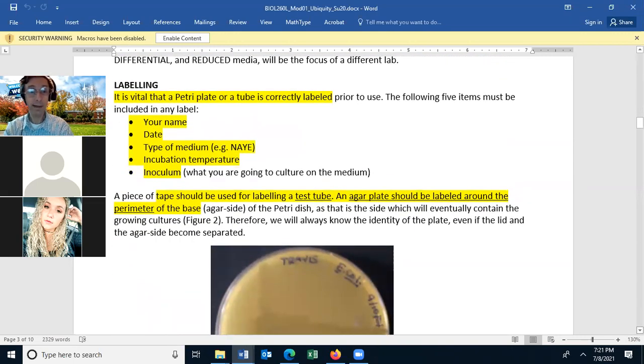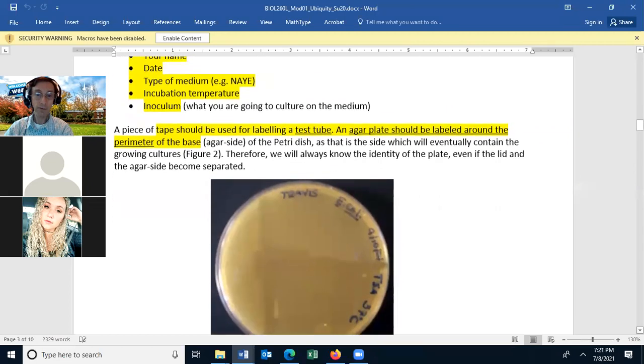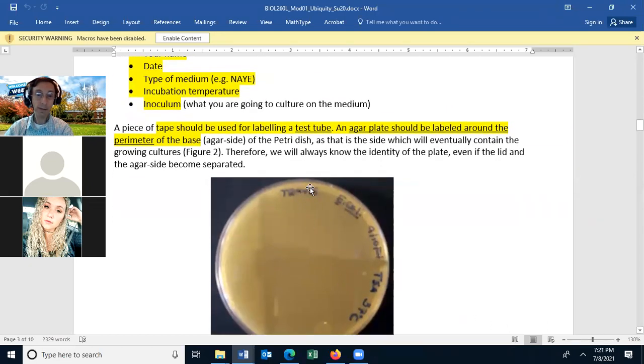Everything in the lab should be labeled, and it's vital to label the petri dish or the tube correctly. So when you label something, you should always include your name or your initials, the date, the type of media, and the inoculum. The inoculum is what you're growing. The incubation temperature is optional. You may record the incubation temperature as well. So this is showing you an example of a Petri plate labeled with the person's name, Travis, what they're growing, E. coli, that would be the inoculum, the date, the media, TSA, and then there's the temperature that it's grown at.